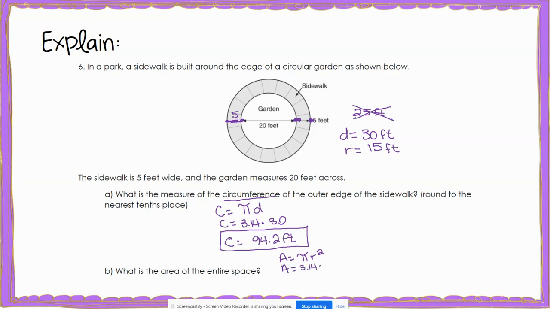3.14 for pi times 15 for the radius squared. I'm going to start by doing 15 squared, which means 15 times 15. So that is 225. And then I'll multiply 3.14 times 225, and I get 706.5. And because this is area, it's measured in square units. So this is feet squared.